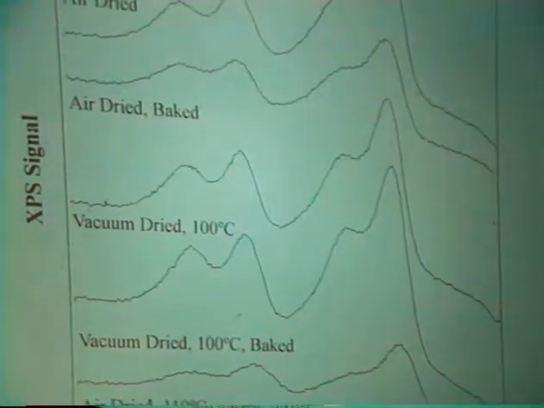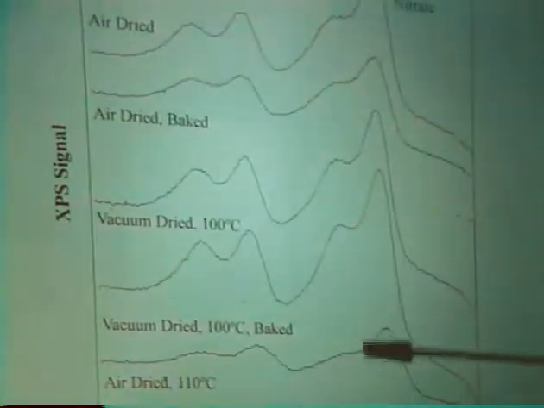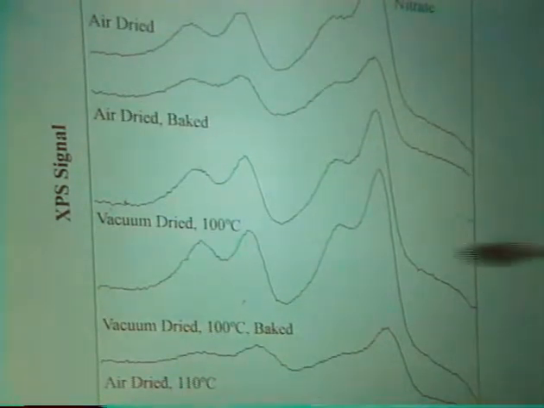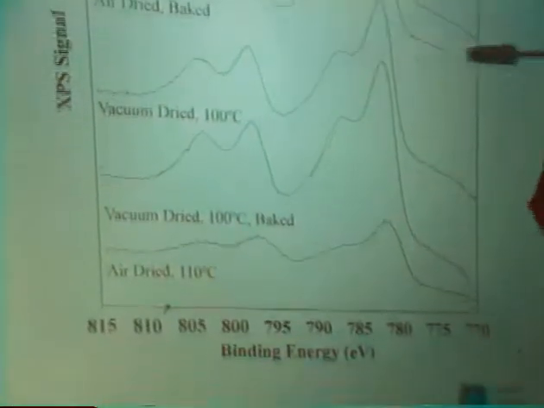Now, if we look at the sample that was vacuum dried at 100 degrees C, we see the cobalt 2P features again that can be assigned to cobalt nitrate. We see an increase in the overall intensity of the cobalt 2P features, though, for this vacuum dried sample, and this is assigned to the fact that during vacuum drying of this sample, there's a redispersion of the cobalt nitrate on the surface of the silica, so we have a higher surface area of cobalt that we are able to analyze.